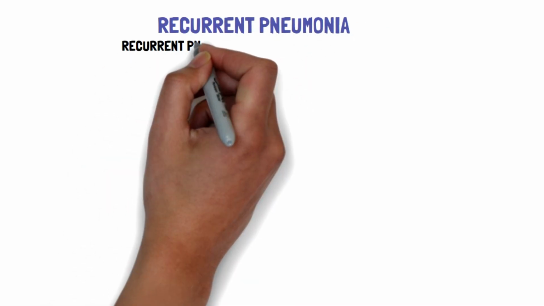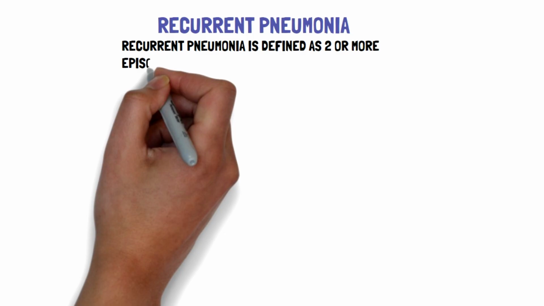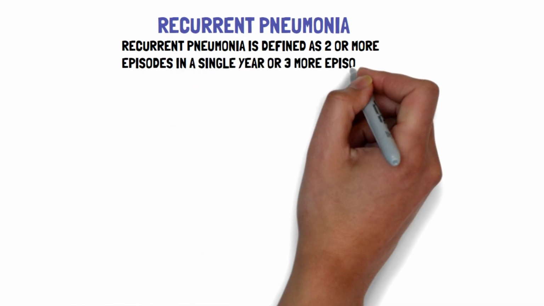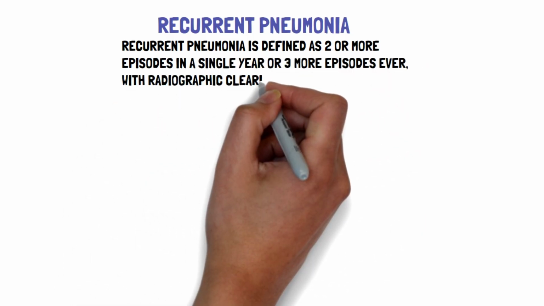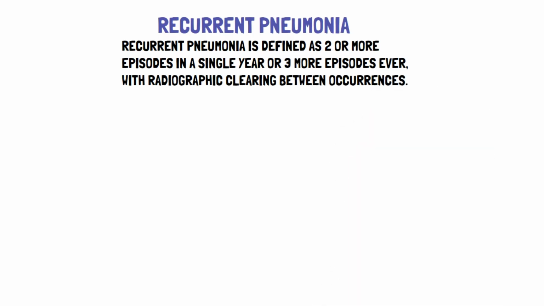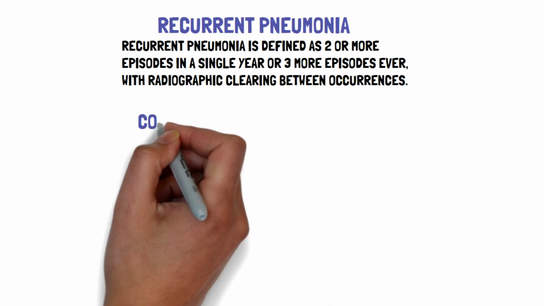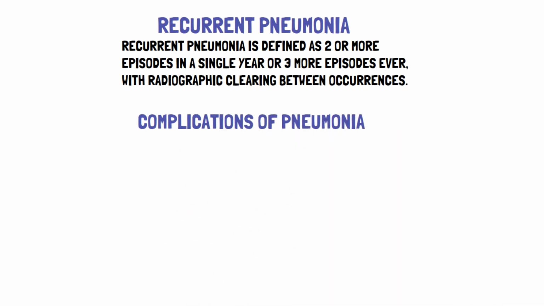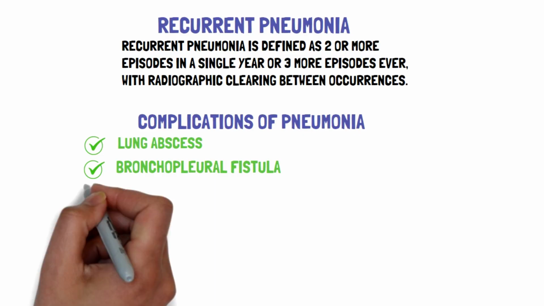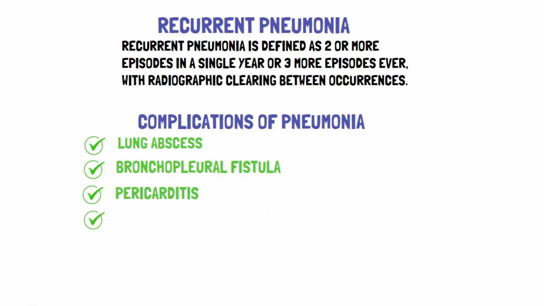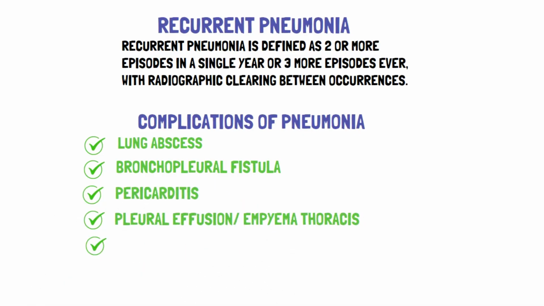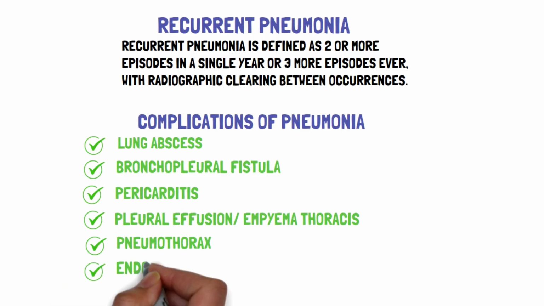We may also talk about recurrent pneumonia. So what's recurrent pneumonia? This is defined as 2 or more episodes in a single year or 3 or more episodes ever, with radiographic clearing between occurrences. An underlying disorder should always be considered if a child experiences recurrent pneumonia. We'll talk about complications of pneumonia. So pneumonia can lead to lung abscess. It can also lead to bronchopleural fistula, pericarditis, pleural effusion, or empyema thoracis, pneumothorax, endocarditis, meningitis, and sepsis.